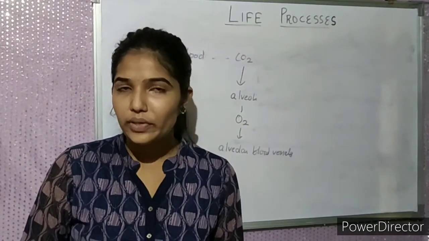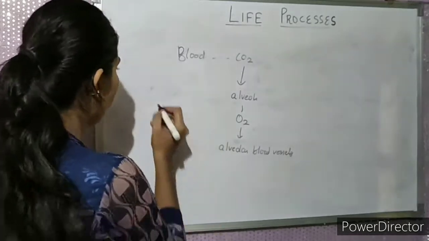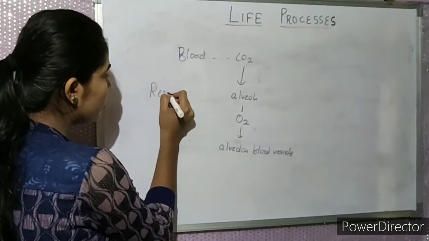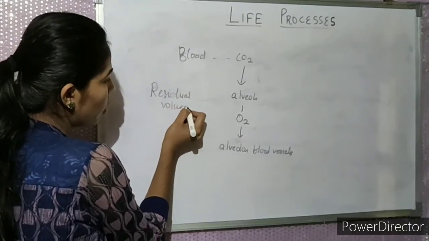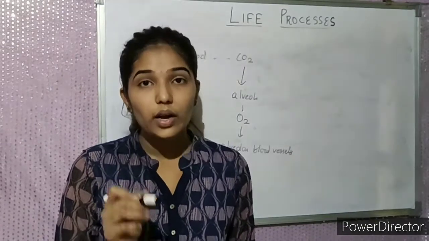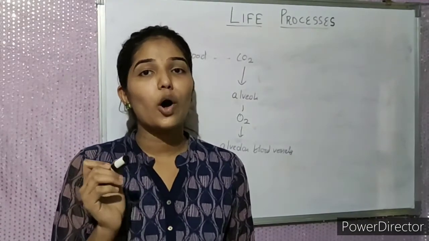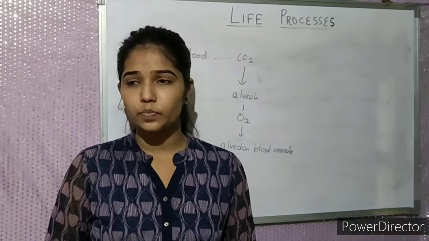During this breathing cycle, the lungs always contain a residual volume of air. Residual volume of air means small amounts of air which are present in the lungs, to ensure that there is sufficient time for the oxygen to be absorbed and carbon dioxide to be released.